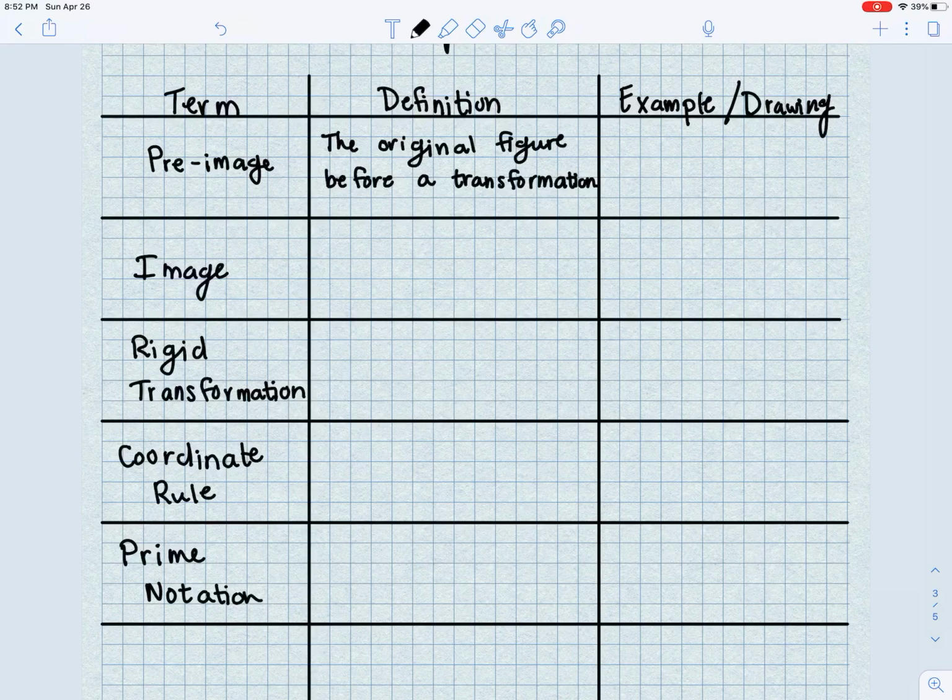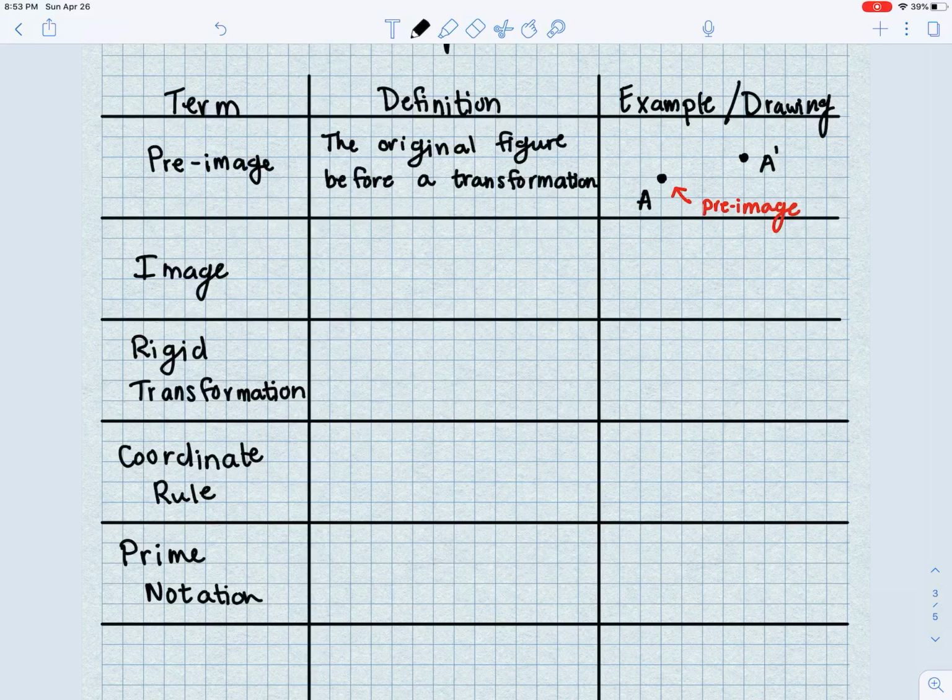For my example or my drawing here, I'm going to draw a point and label it as point A. Point A is what I call my preimage. This little dot here is my preimage because I haven't done anything to it yet. Then I'm going to move point A, and this is a specific type of transformation. I'm going to label it A with an apostrophe next to it. In the math world, we say that is A prime.